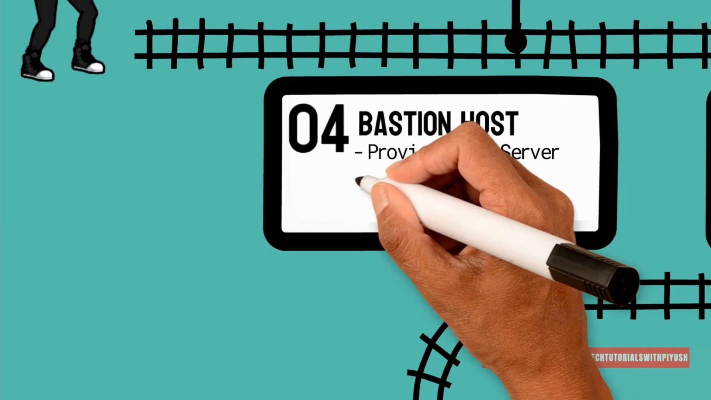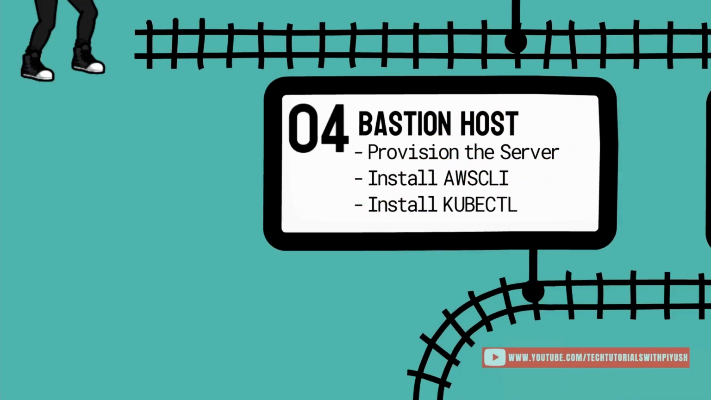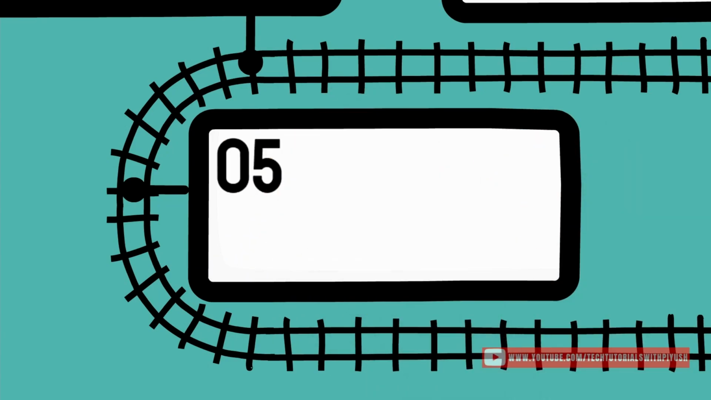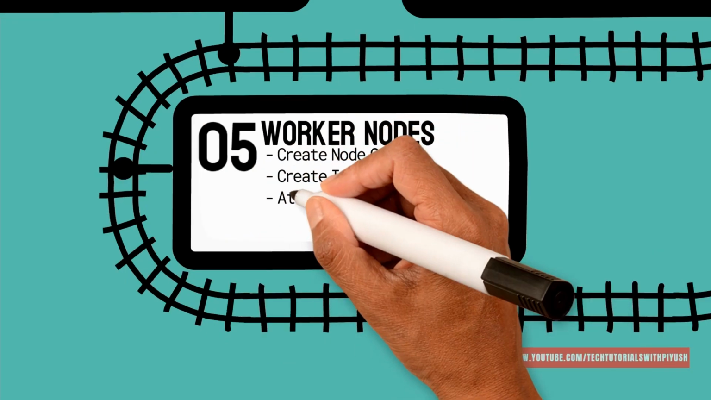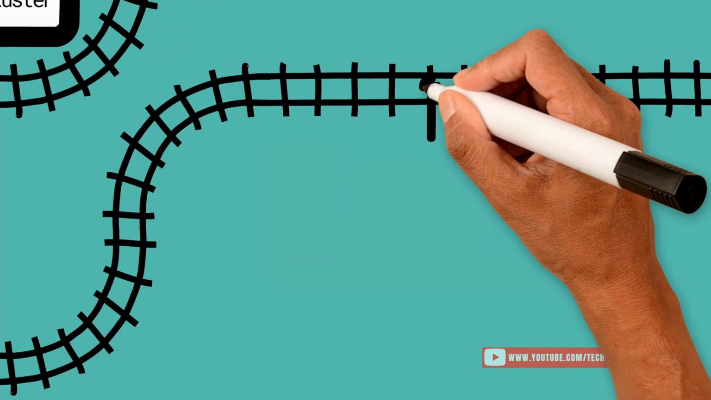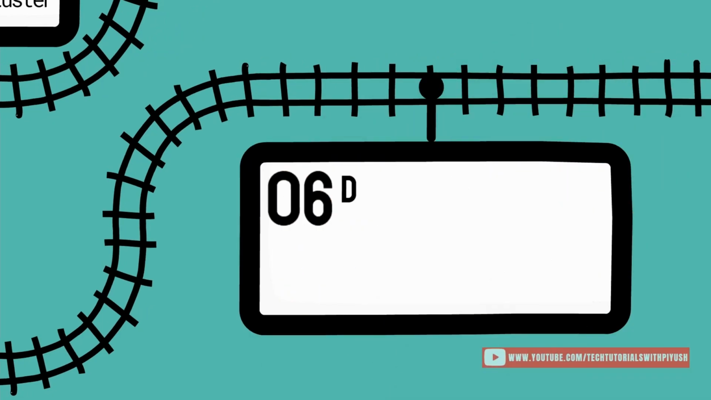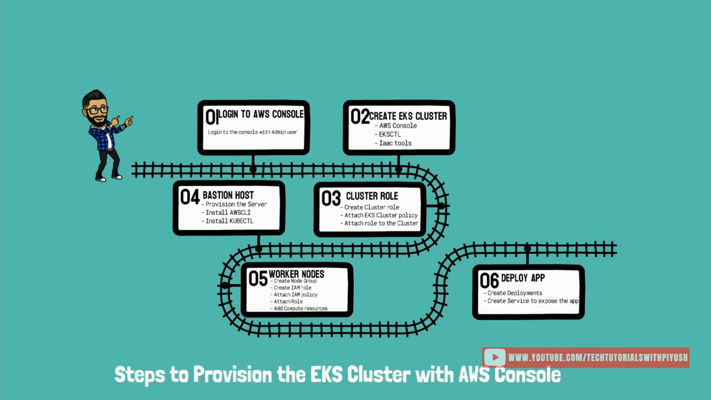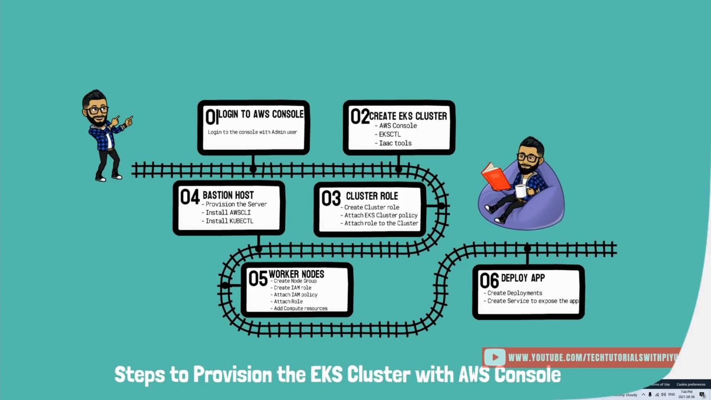Then you would create a bastion host. You provision that server, you install the AWS CLI utility, and you install the kubectl utility to interact with the cluster. Then you would create worker nodes. You create a node group, IAM role, and policy, and then you attach that role and add computing resources to each of the nodes. At the end, you would deploy your applications and all your workloads. You expose the service of the app, and that's it. That's all about it. And then you sit back and relax.